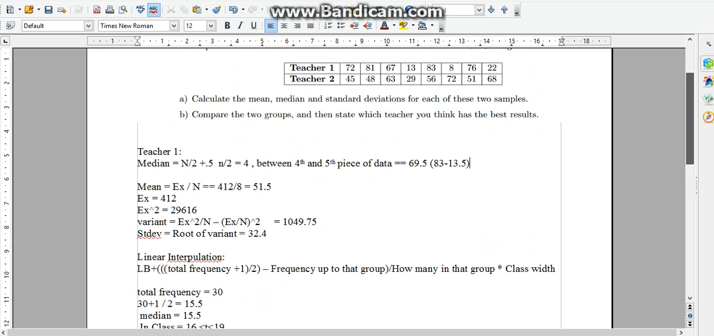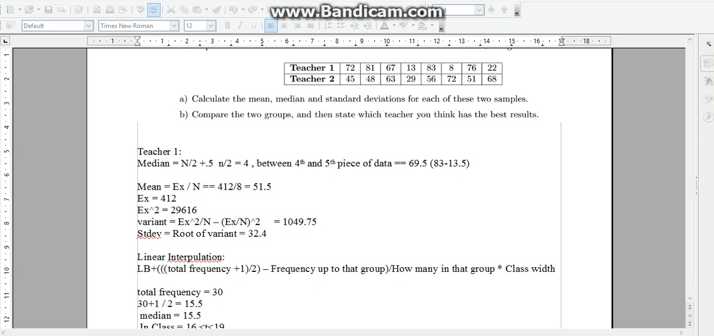Anyway, right, the mean. Everyone and their dog knows how to do a mean, eh? And here I don't have the sigma, so I just used an E for the sigma, and that just means everything in X. So everything in teacher 1 added up is 412. You divide it by 8, which is n, the number of bits of data, and that gives you 51.5, and that is the mean.